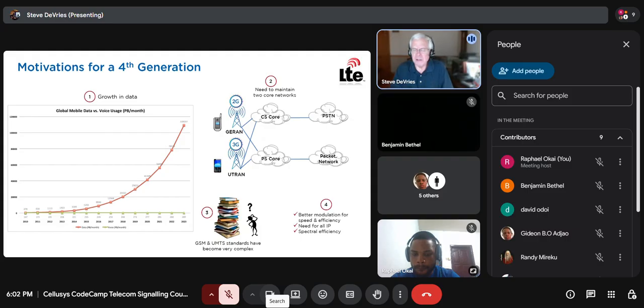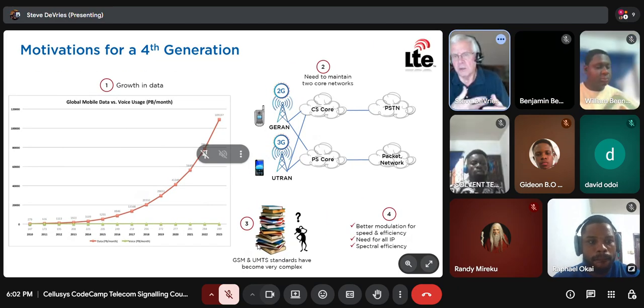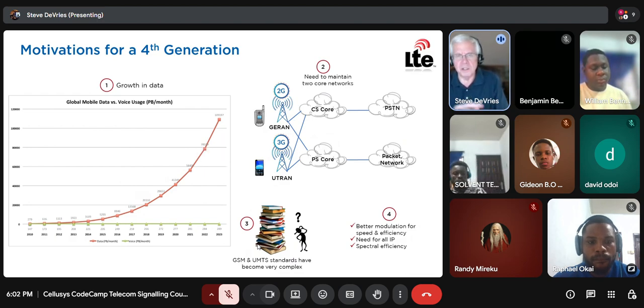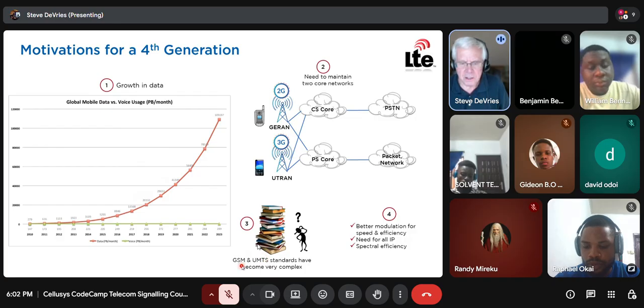Data, especially by the mid 2000s, 2007, 2008, was increasing tremendously. Plus you had all these 2 different radio networks, 2 different core networks. It was kind of hard to maintain that type of thing. And then the standards were becoming very complex, extremely complex by that time. You had different packet access and so on.